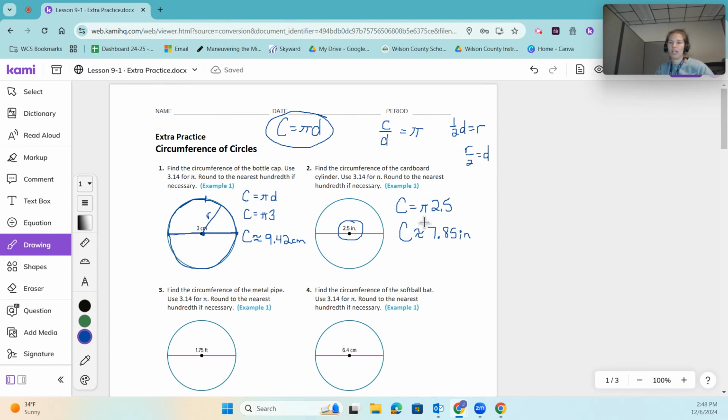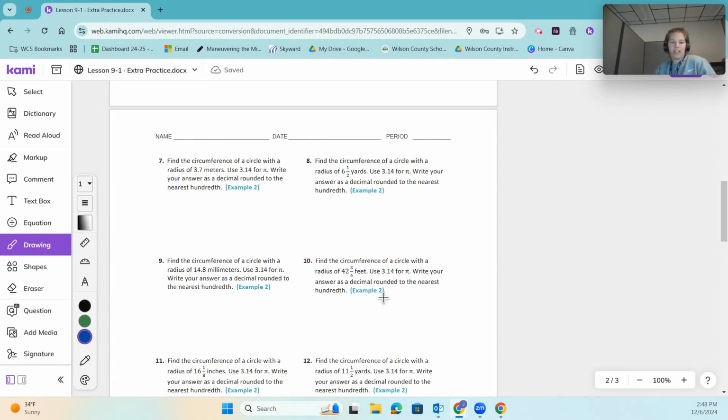Okay, we're just multiplying here. When we see numbers and symbols next to each other, that is multiplication in algebra. You can try 3 and 4 on your own here. Now let's take a look at number 7. This one says find the circumference of the circle with a radius of 3.7. So the radius, remember, is half of the diameter.